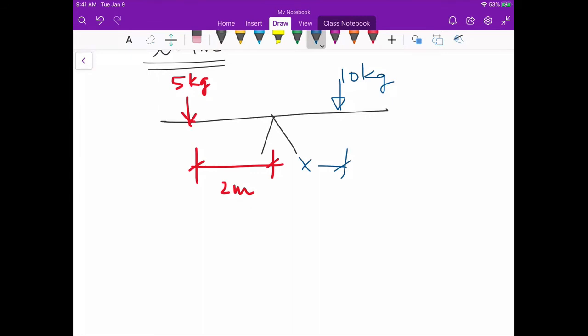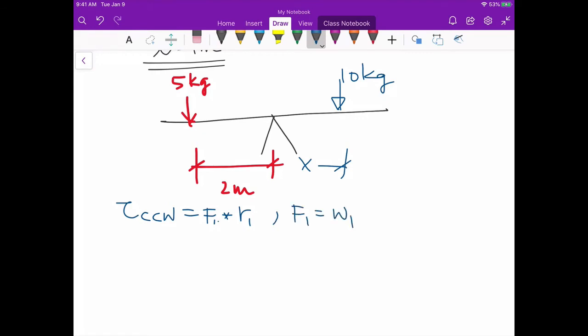What you will do is find the torque in the counterclockwise direction that is created by force 1 times lever arm 1. That is the perpendicular distance. So in this particular case, how do you find F1? F1 will be the weight.